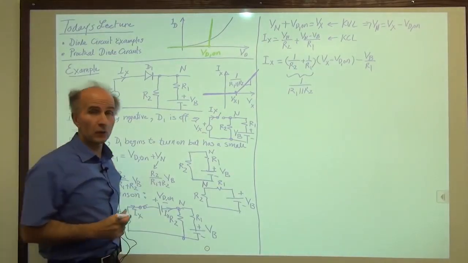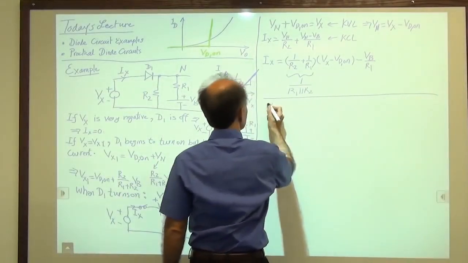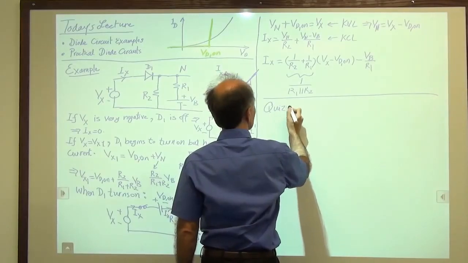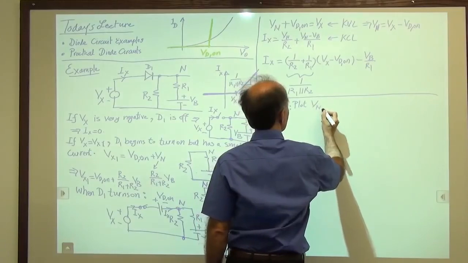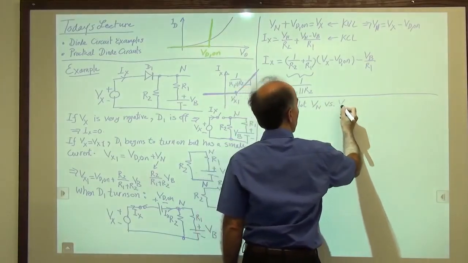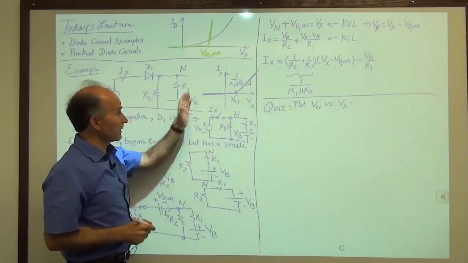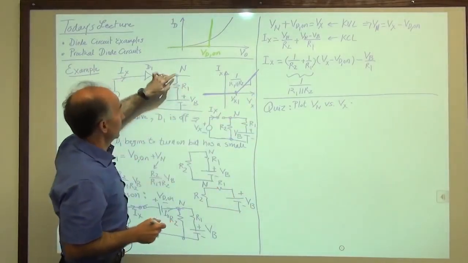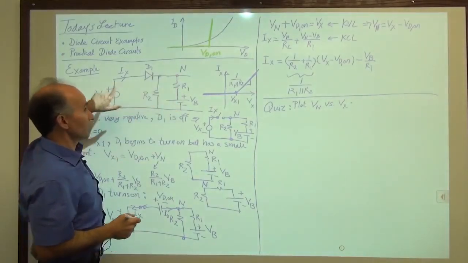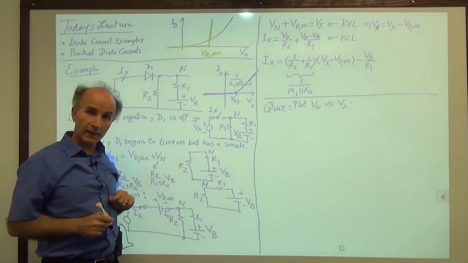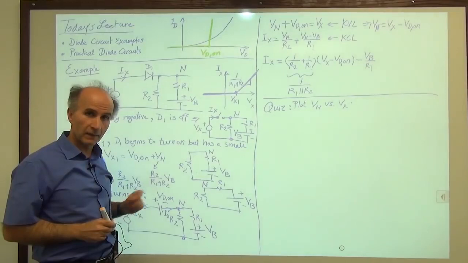Okay, so I will give you a quiz now. Here's the quiz of the day. Plot Vn versus Vx in that example. So as Vx goes from minus infinity to plus infinity, we would like to plot Vn, this voltage from here to here, this voltage from here to here, as a function of Vx. So I will give you 90 seconds to work on that based on all our findings previously.